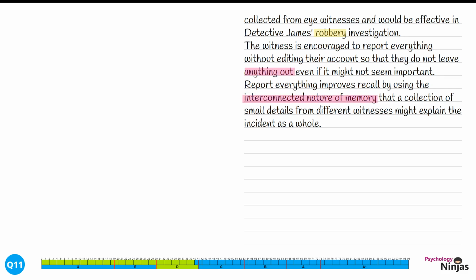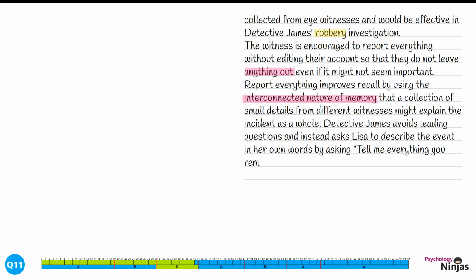In order to ensure that we're hitting all the skills being asked of us in our question, we're going to move back into application. Here we're going to talk about how we would apply report everything. Detective James avoids leading questions and instead asks Lisa to describe the event in the convenience store in her own words by asking, "Tell me everything you remember, no matter how small or unimportant it may seem."